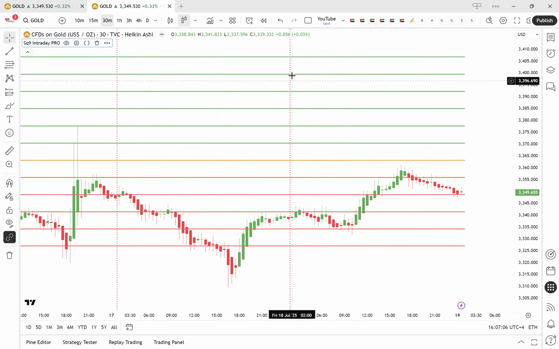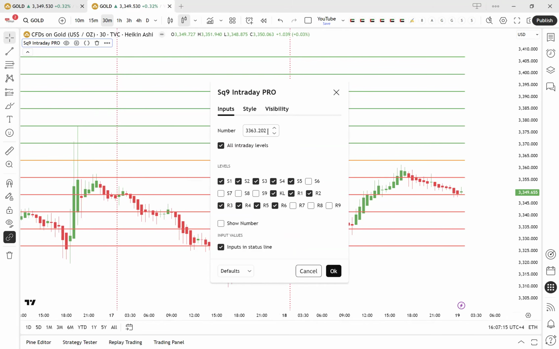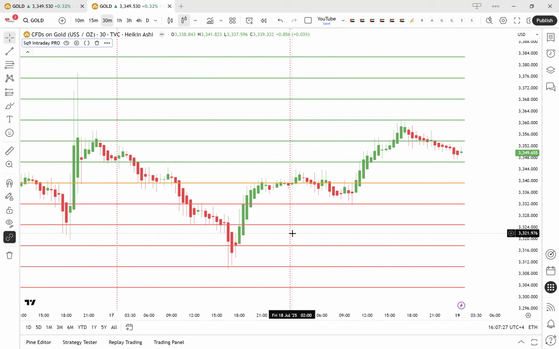So I'm just going to take all the digits here: 3339.332. All that I require is this, all the full digits, 3339.332 for yesterday. Once that is plotted, you will see that the pivot point is the yellow color that is being shown here.